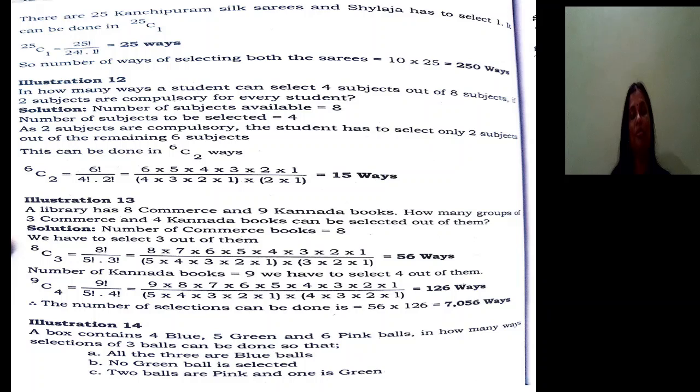So if you take only Kannada book, 126 ways. If you take only commerce book, 56 ways. But we need to select both. So 56 into 126 means 7056 ways. 8 commerce books, 9 Kannada books. So where we are making a group of 3 commerce and 4 Kannada. So this is all about today's session.